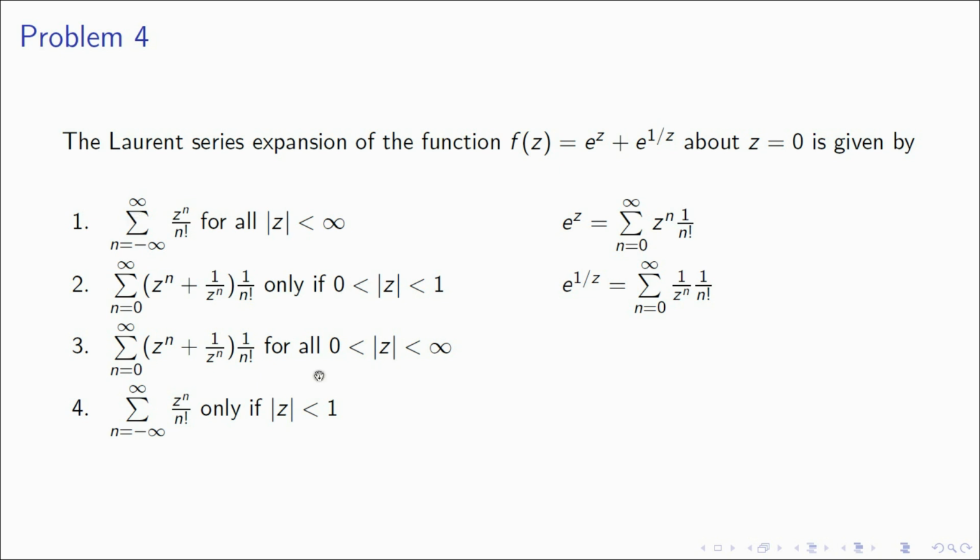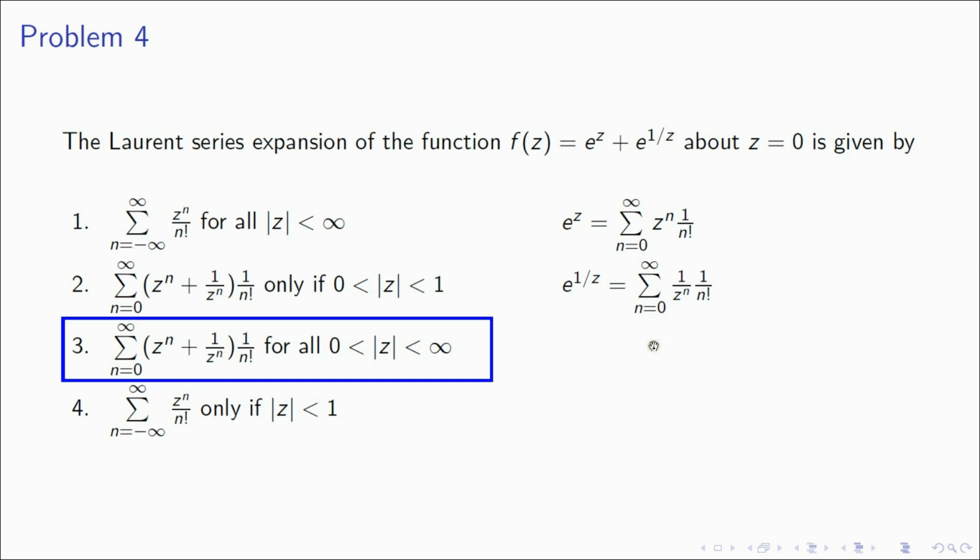So in option 2, it says it's valid only within the unit circle, and option 3 says this is valid at all points except 0 and infinity. So if you take z equal to 2, even then this series holds. Okay, so it's still finite and it converges. So option 3 has to be the right one. So it's basically valid at all the points except 0 and infinity.